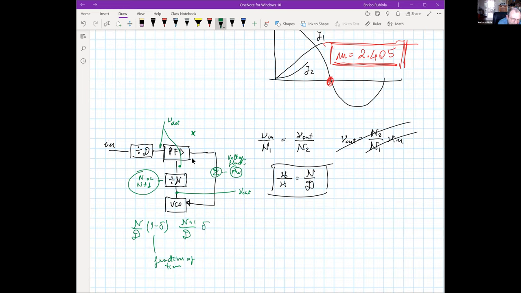So you switch: for a fraction of time 1 minus delta, you have this frequency. For a fraction delta, you have this frequency. So the frequency is between N over D and N plus 1 over D. The frequency is in between, and it depends on this fraction delta.